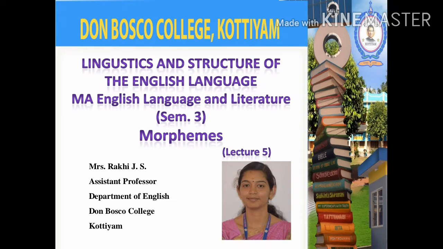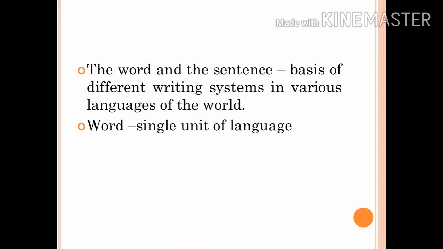In today's session, let me talk about morphemes. According to the traditional linguistic theories, grammatical description largely operates on two important units, the word and the sentence. These two units form the basis of different writing systems in various languages of the world.